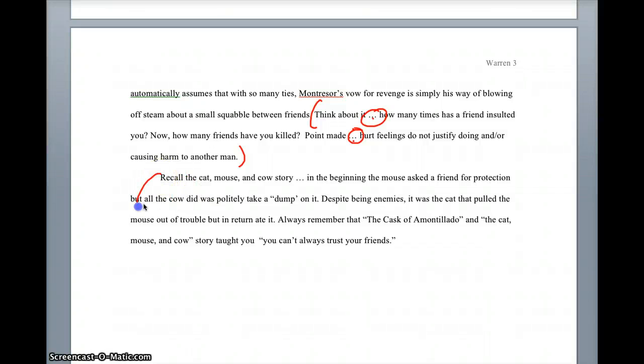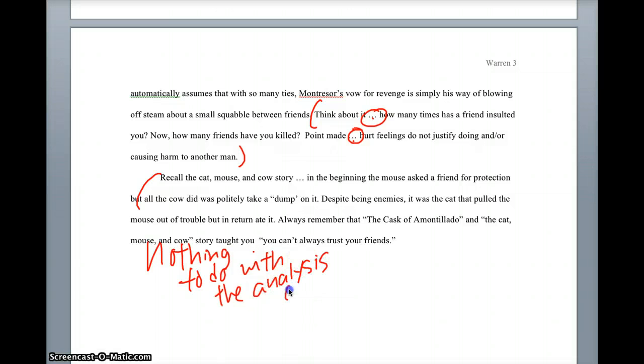This piece right here, although it goes back to the intro, has nothing to do, absolutely nothing to do with the analysis of detail, which was the thesis, which came from the assignment prompt.